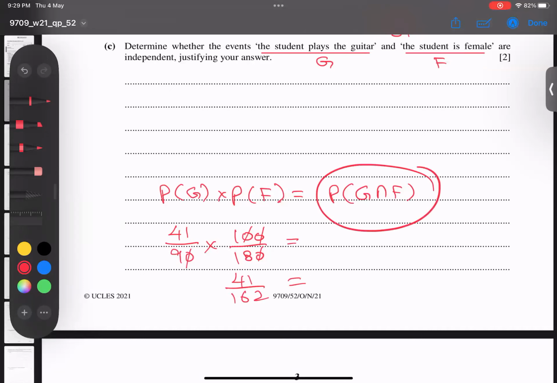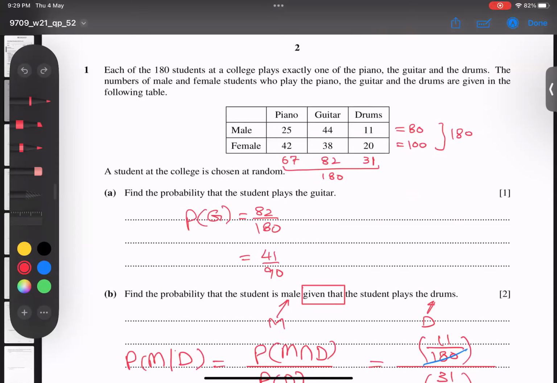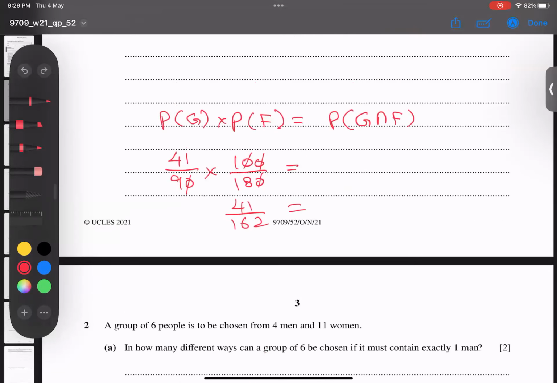Now how to deal with the right-hand side? Guitar and female: guitar from the row and female from the top. So 38 out of 180. If you type it in the calculator, the fraction form gives me 19 out of 90, and they are not equal to each other. So I hope the concept is very clear, and this question is done.